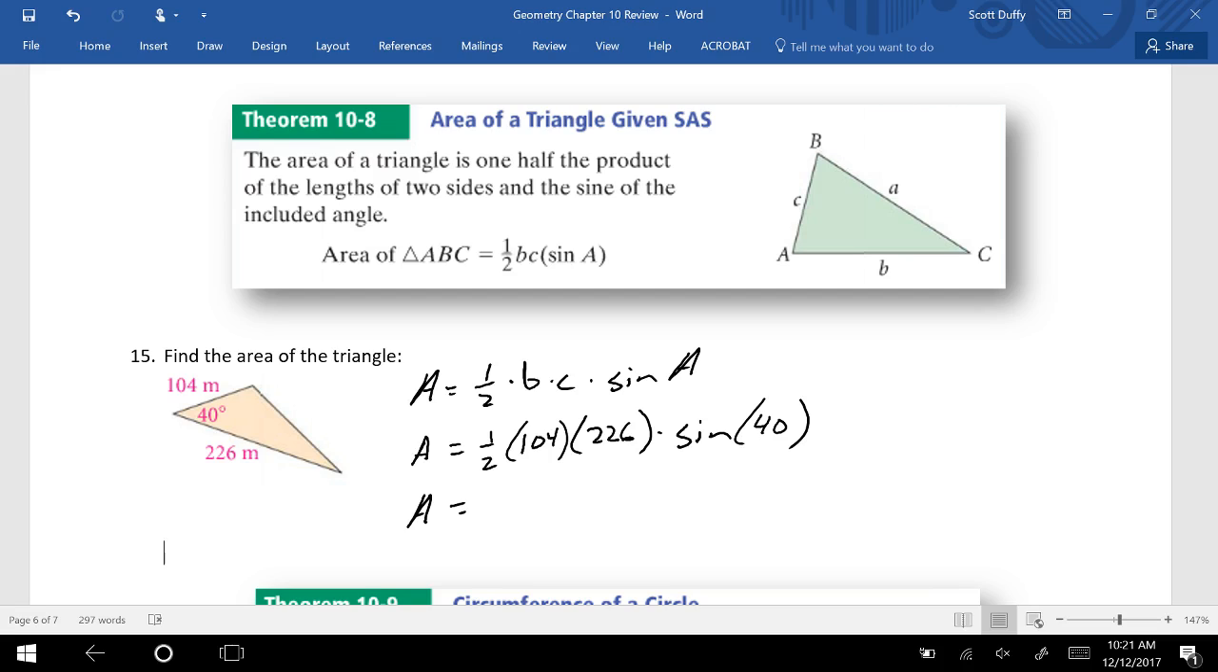One half times 104 times 226. And then sine of 40. You should get 7,554.04. That would be square meters.